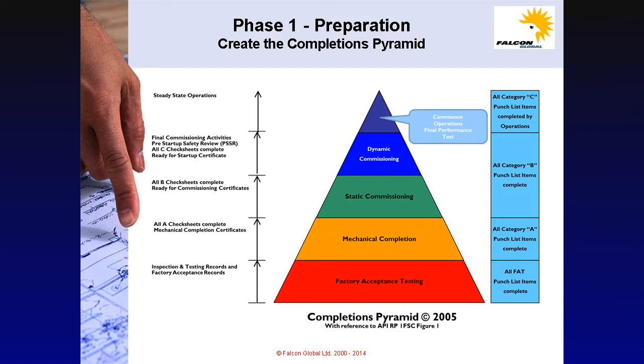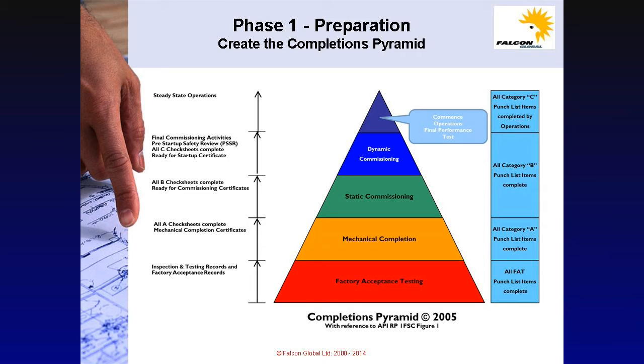This would include all the FAT check sheets and certification, all the mechanical completion check sheets or the A check sheets and certification, all of the B check sheets in the pre-commissioning or static commissioning phase and certificates, and finally all of the C check sheets and commissioning procedures with certification to denote the completion of dynamic commissioning.